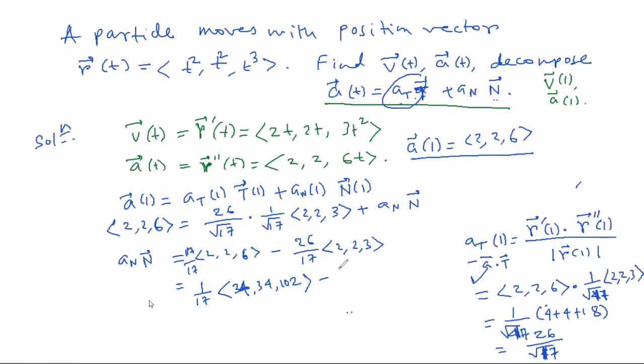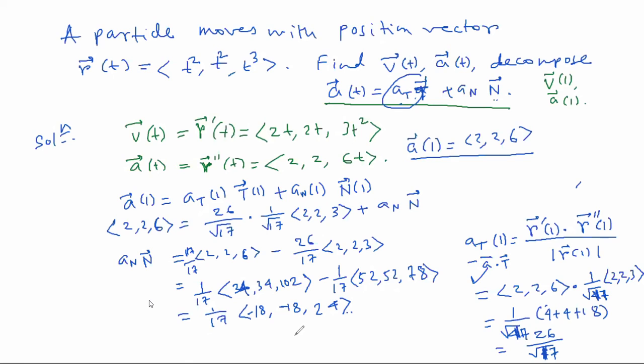Minus 52, and 3 times 26 would be 78. So take 1 over 17 as a common factor, 34 minus 52, negative 18, negative 18, and 24. So that's the normal component of the vector.